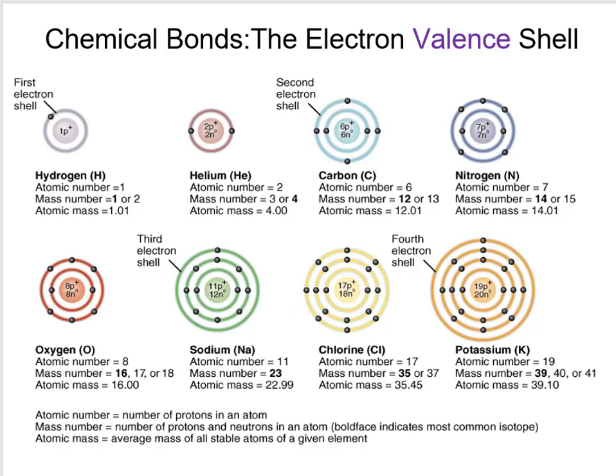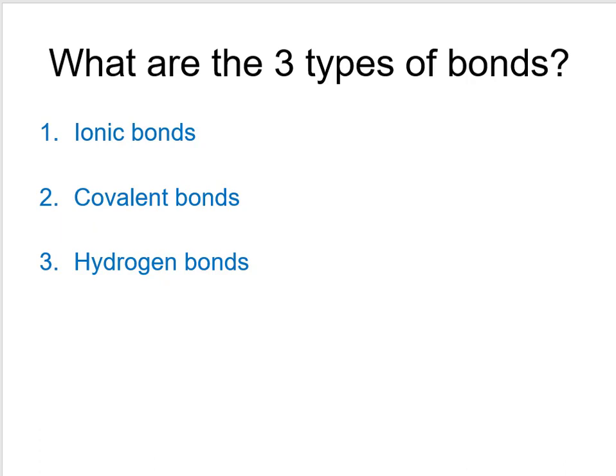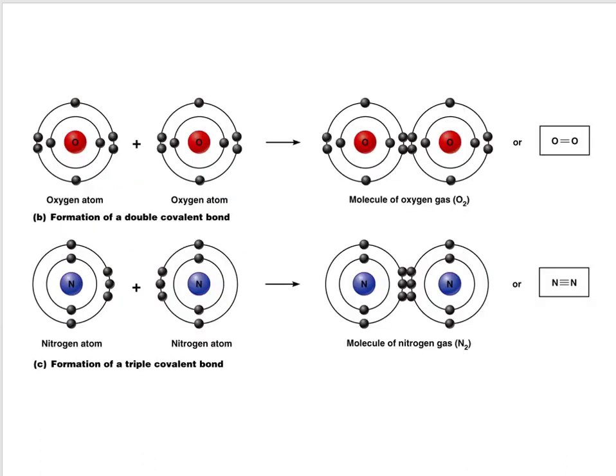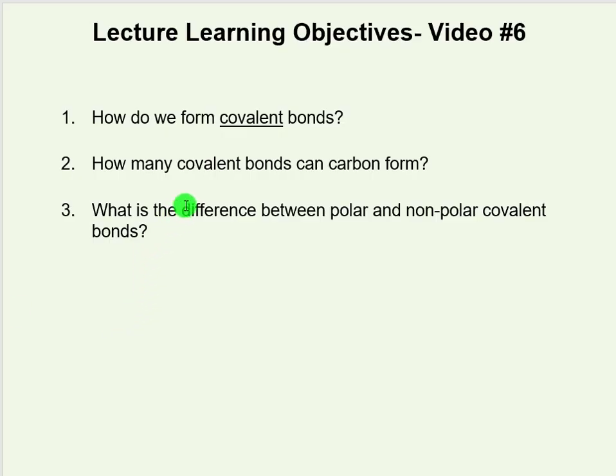Now the last thing that I want to mention here is this. What are the 3 types of bonds? We did this: ionic, covalent, and hydrogen bonds. Well, all I want to really introduce to you is that we're not going to get to that last learning objective in this video. I'll do it separately. What is the difference between polar and non-polar covalent bonds?